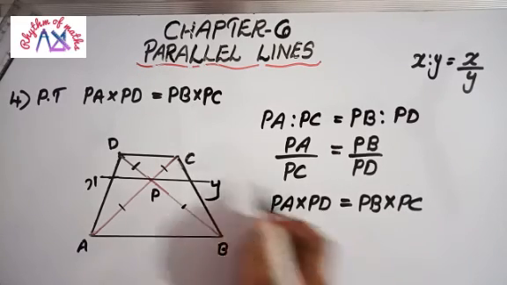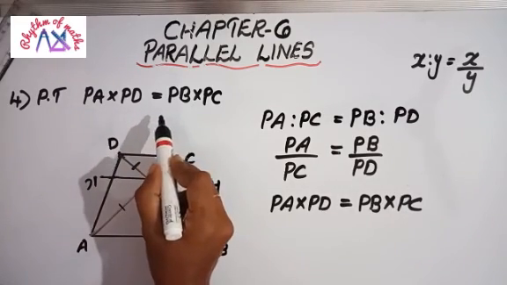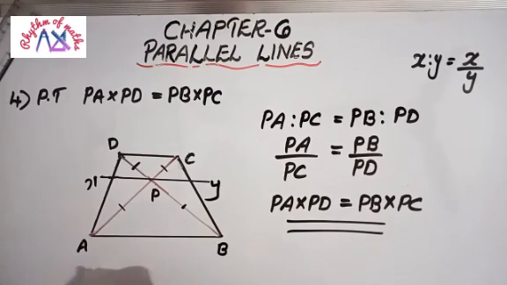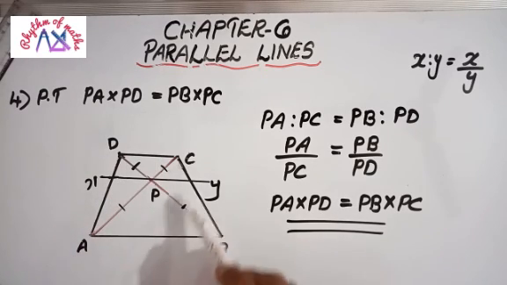This is what we needed to prove. Both are the same. So we got the answer just by using that concept: any two lines cut by parallel lines are cut in the same ratio. So this is the fourth one's answer.